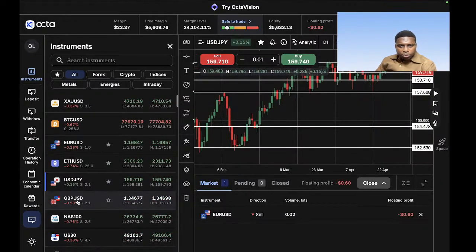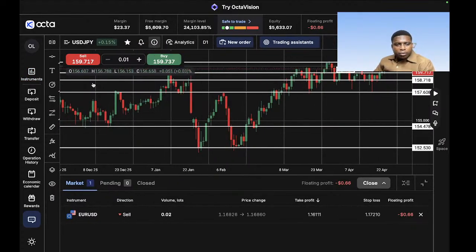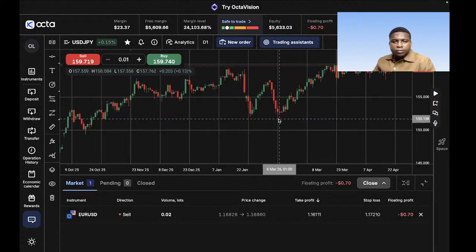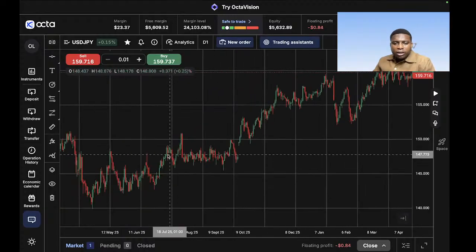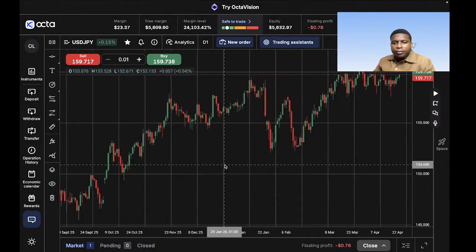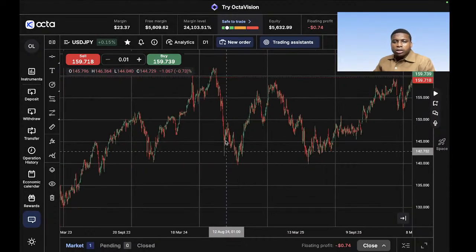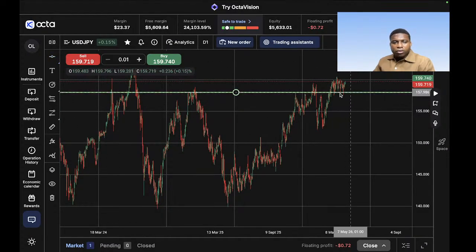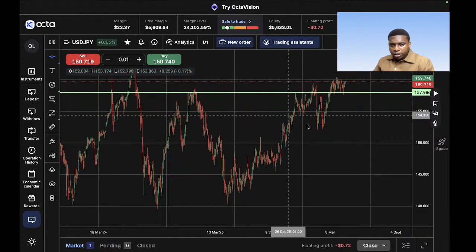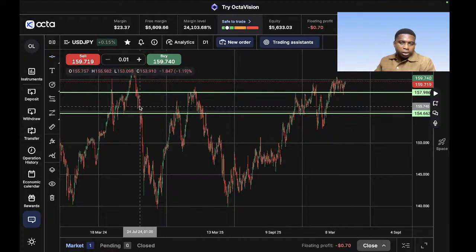Let me see, is it GBP USD, USD JPY? All right, let's explore USD JPY. So we can see USD JPY on the daily time frame. Let's map out key levels of support and resistance.